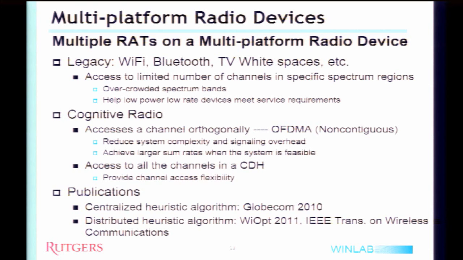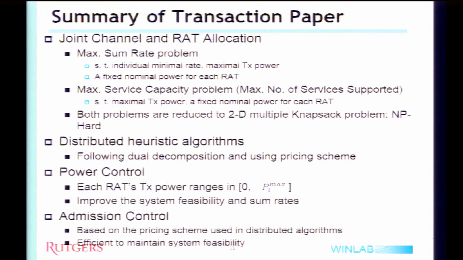The results of the CDH work are published in GlobalCom and WCNC, and finally summarized in a transaction on wireless communications. Since this work is a traditional resource allocation in a CDH, I will provide you a summary of the major results in the transaction paper. In a CDH, we studied the joint channel and rate allocation problems. There are two problems here. The first one is a max sum rate problem. We try to maximize the sum rates across all the devices in a CDH with the constraints of the individual minimal rates and the individual transmission power.